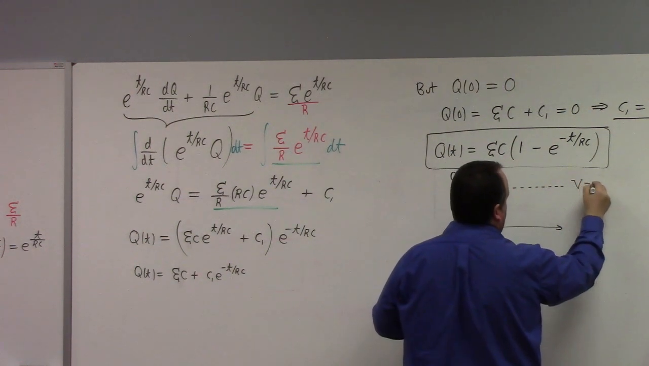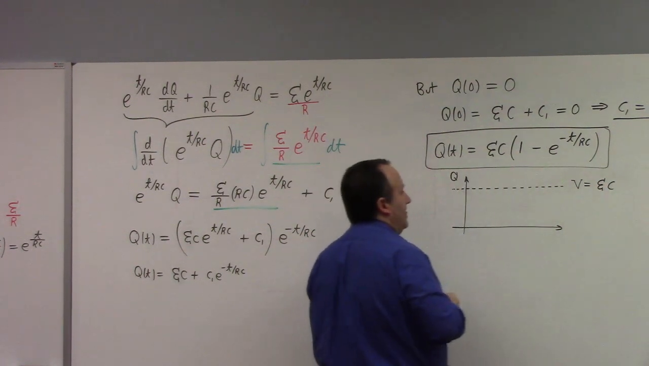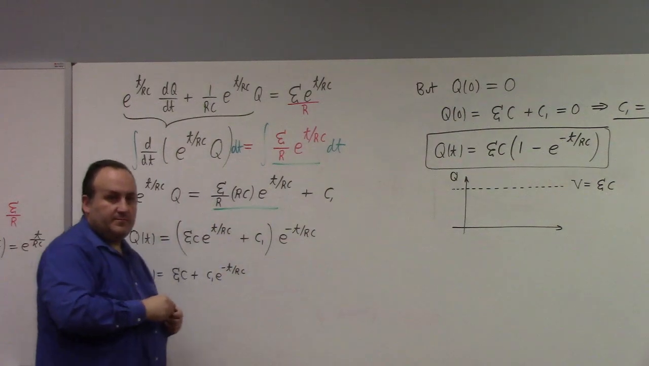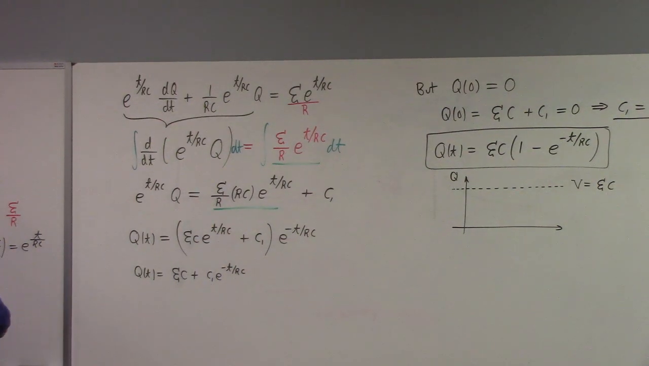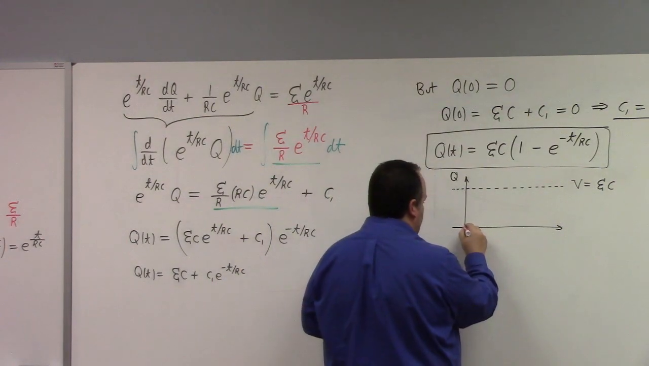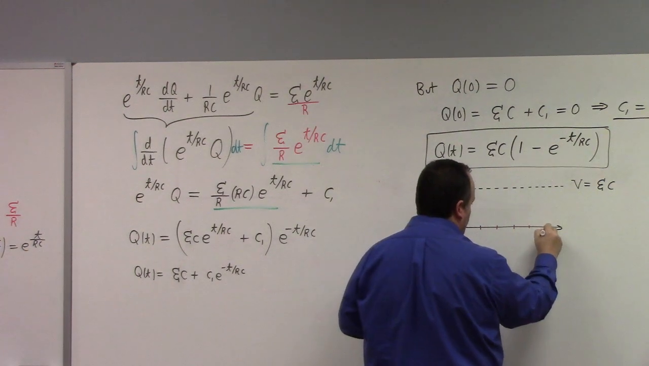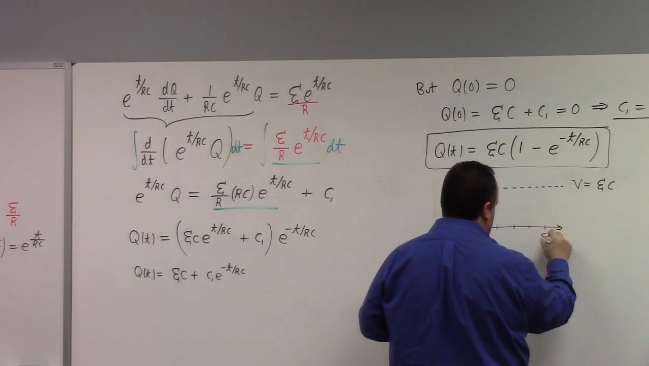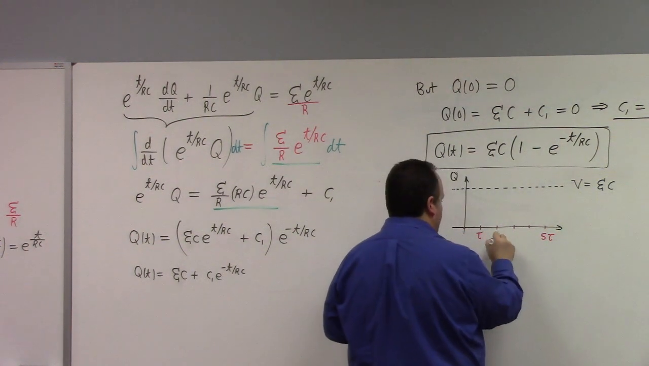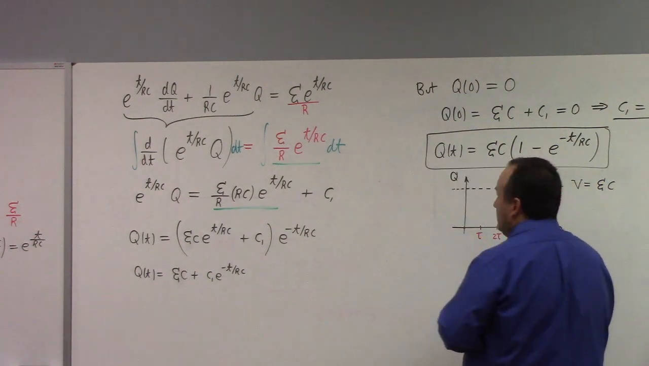Here's voltage equal to EC, right? So it starts out at 0, yeah? By assumption, the charge is initially 0. And after 1, 2, 3, 4, 5 time constants, you notice that? The time constant's still here, even though it's a totally different problem?